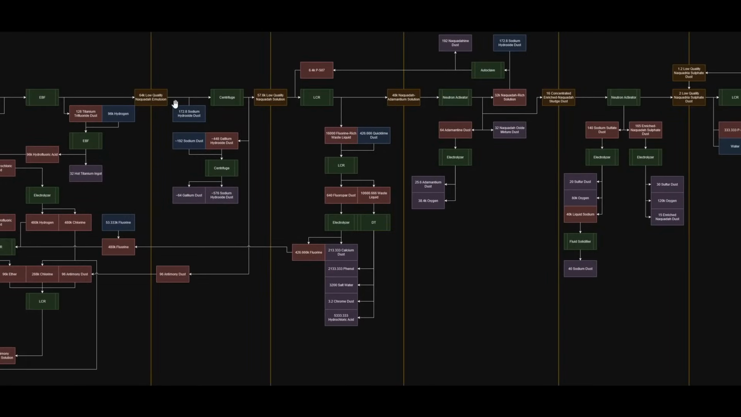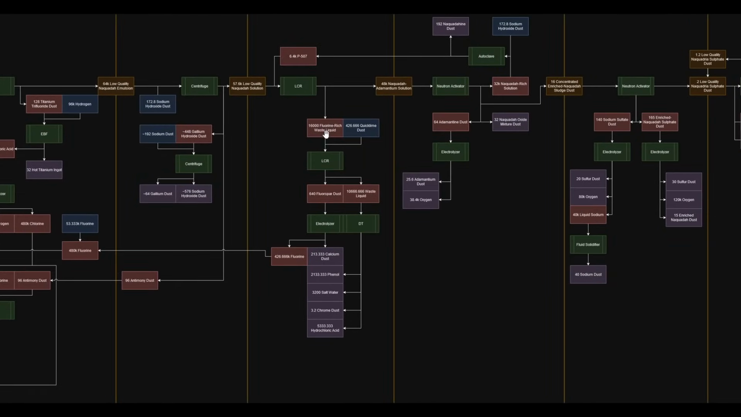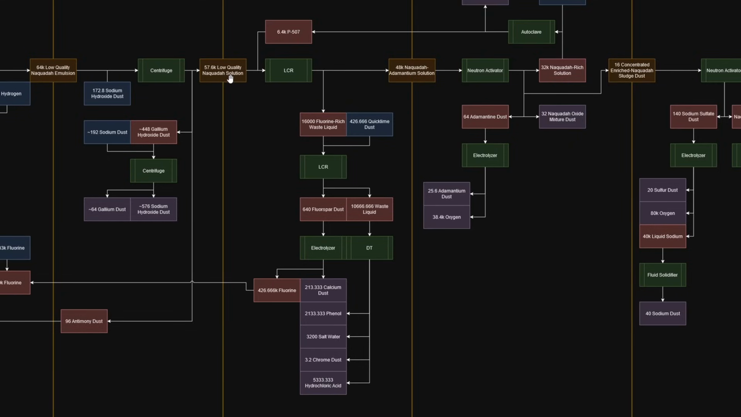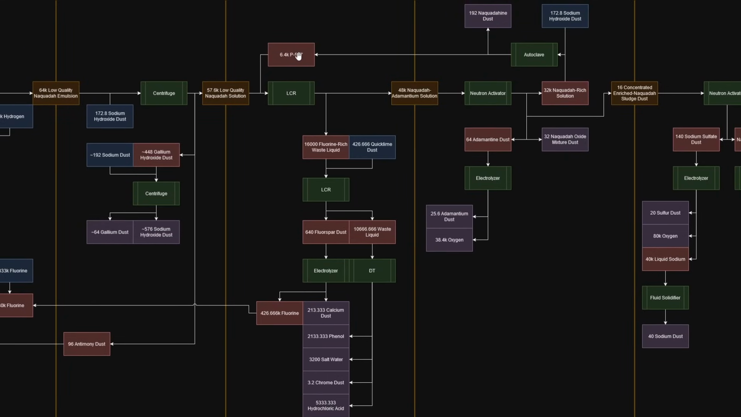Alright, phase 1 and phase 2 are done. Now on to phase 3. Here we combine our low quality Naquadah solution with P507, which is a solvent that I need to make. We'll come back to that. That gets turned into Naquadah adamantium solution, which is our endpoint for this phase. But we also get 16,000 fluorine-rich waste liquid.